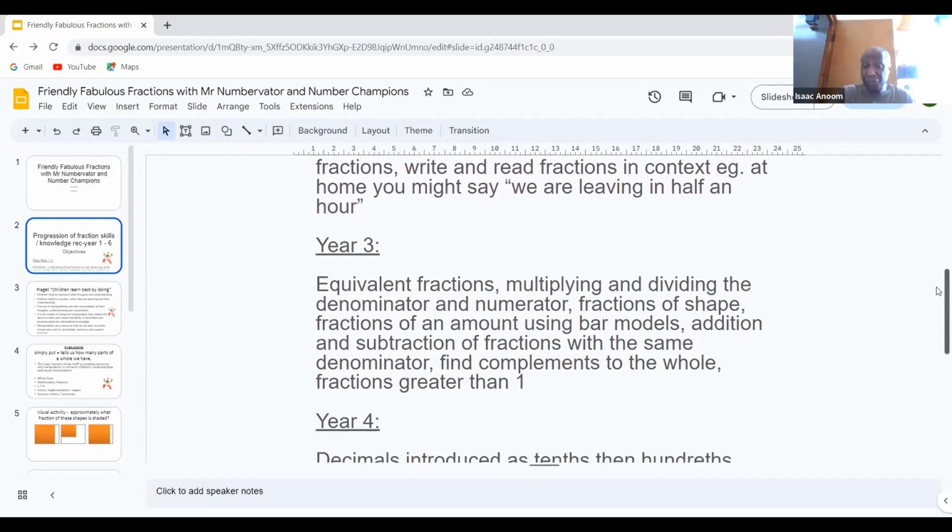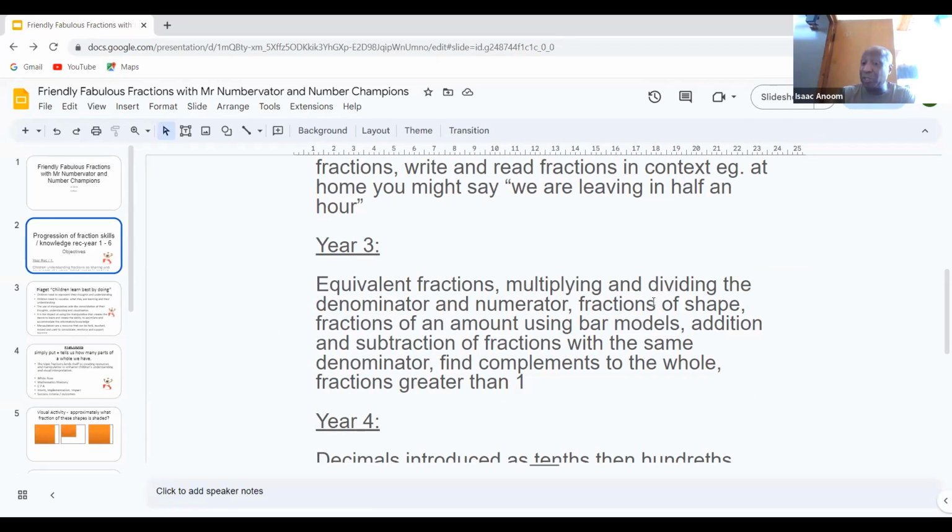By year 3, children are working with equivalent fractions, 2/5, 4/10. How do we get there? Well, that's by multiplying and dividing the numerator and denominator by the same amount. We look at fractions of shapes. So if you've got a rectangle or a square or a circle, we're going to divide it into equal parts and so on.